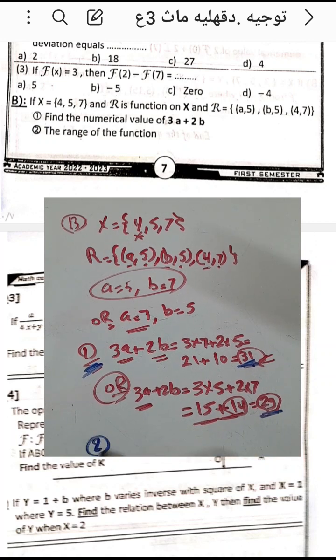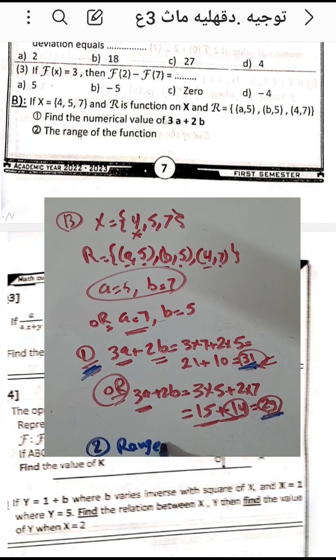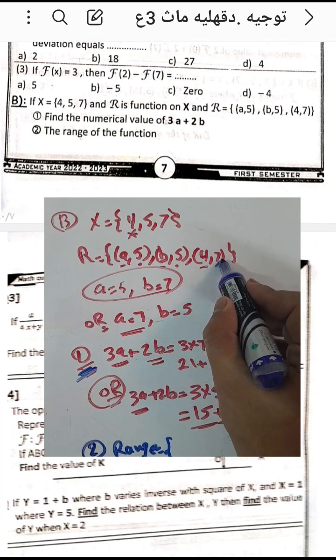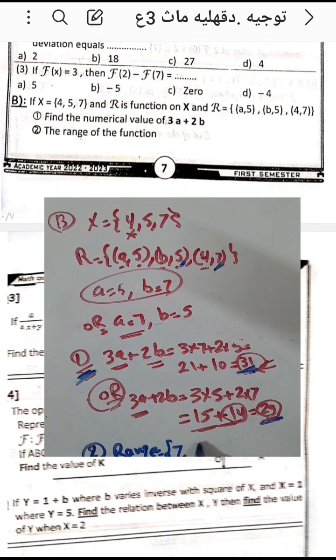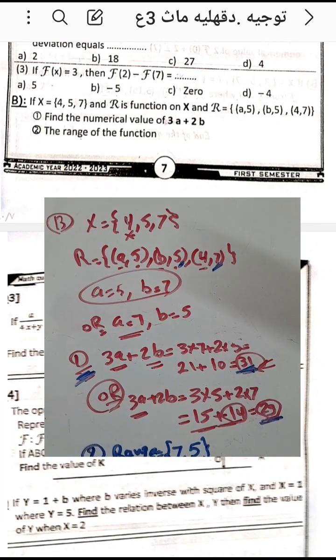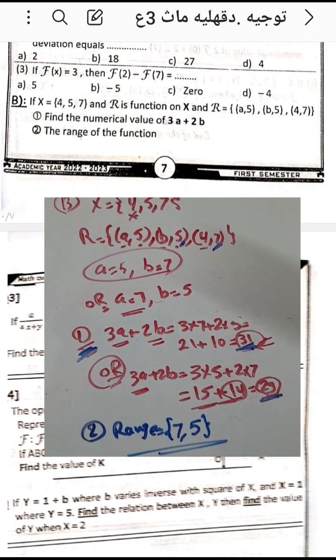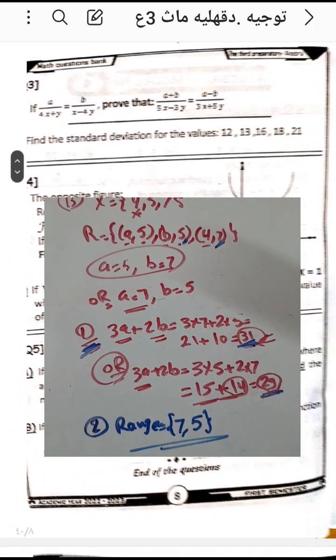And question number 2, the range. Reverse to the image here: 7, 5, 7 and 5. It's the range. Okay, next question number 3.